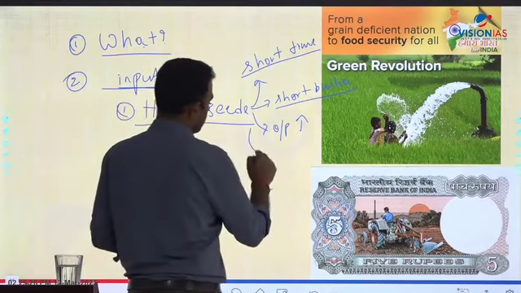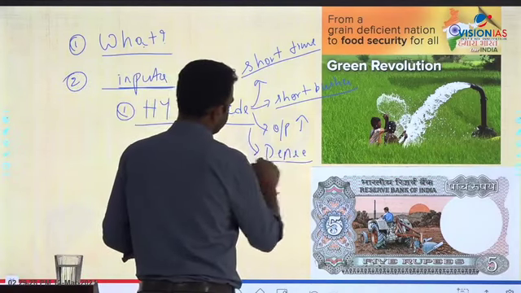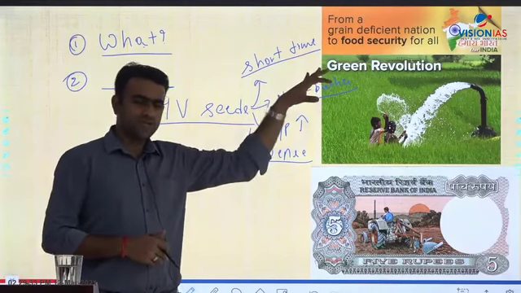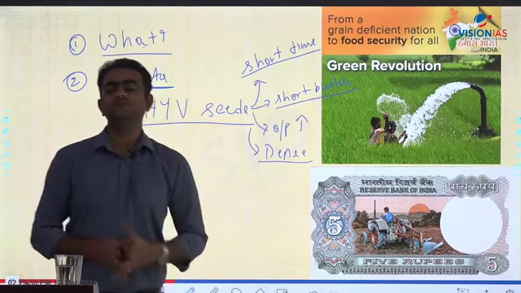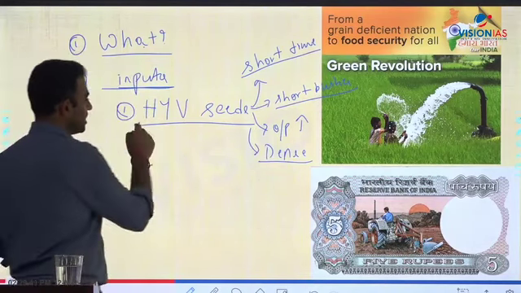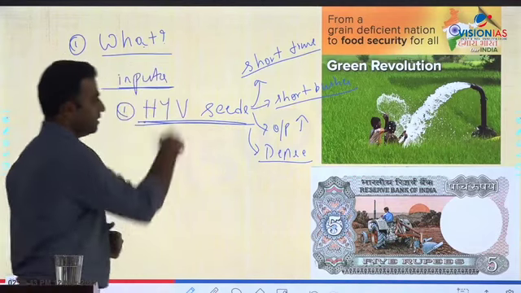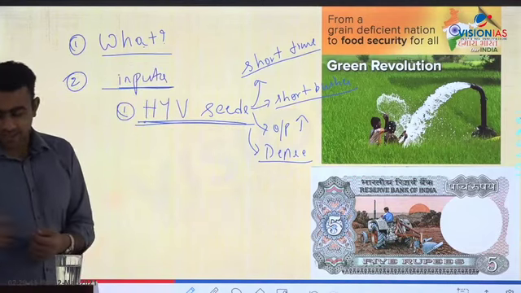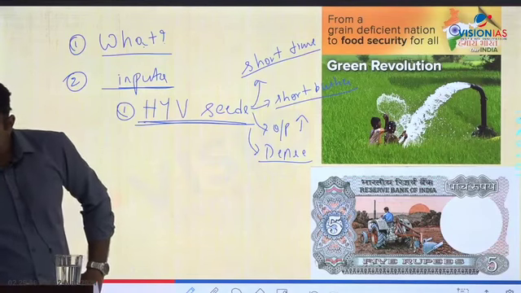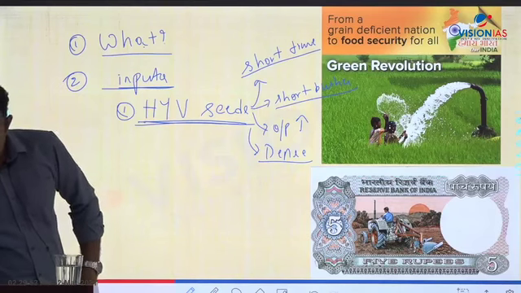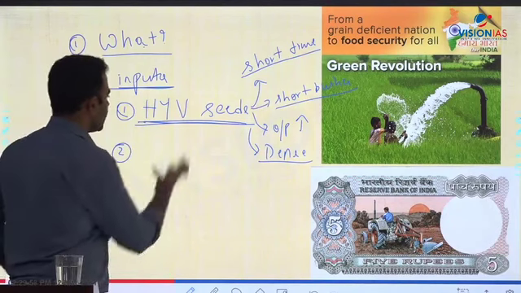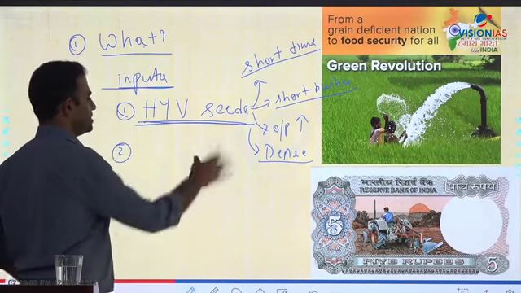And they grow very densely. They grow very densely, short bushes, they grow within a very short period of time. With that they are able to give a very high yield. Okay, high yields आता है. So these are the advantages of high yielding variety seeds. They introduced this in both rice and wheat. But ऐसा नहीं है कि if we bring these high yielding variety seeds, suddenly they will give the production.